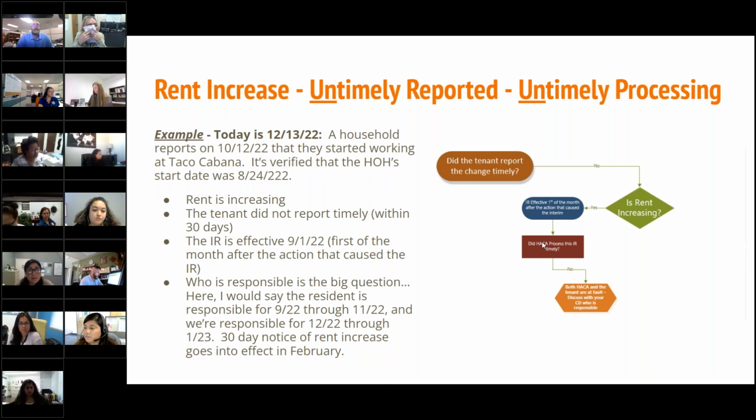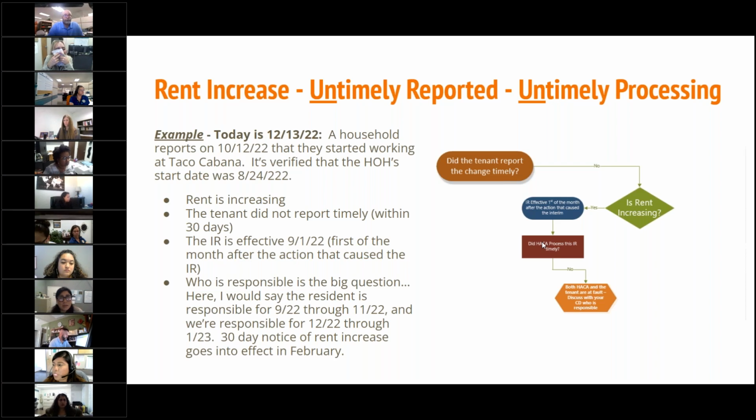Rent is increasing. Who's responsible is kind of the big question. There's a little bit of gray area here. What I would say is the resident's responsible for September through November, and then we're responsible for December and January. If we're processing the cert in mid-December, we'd get out a 30-day notice and the resident would owe the higher amount for sure beginning February 1st.